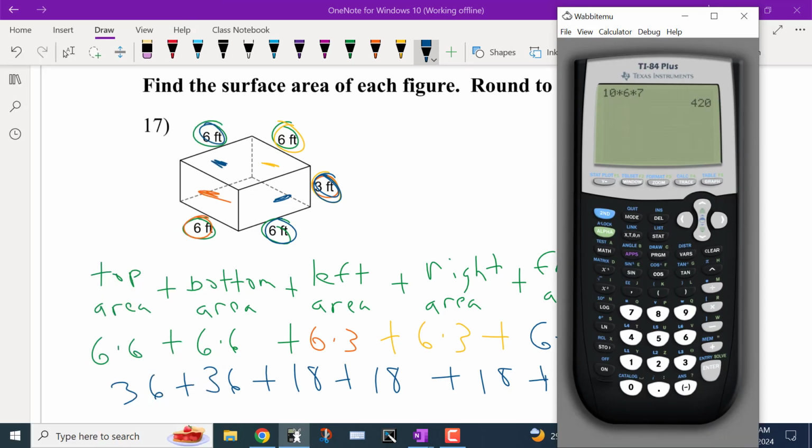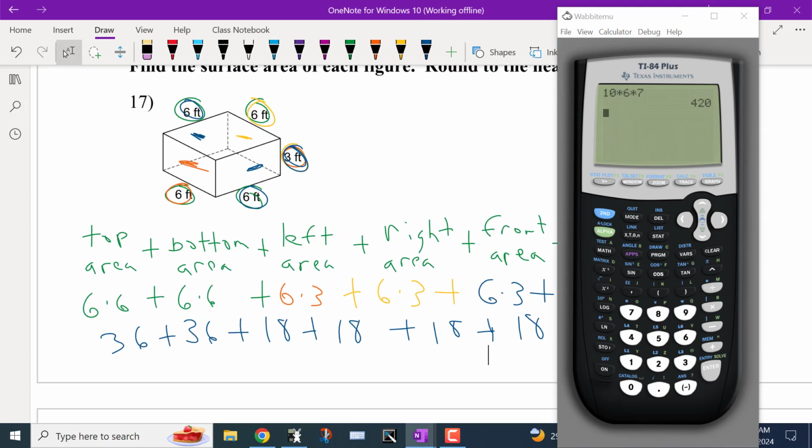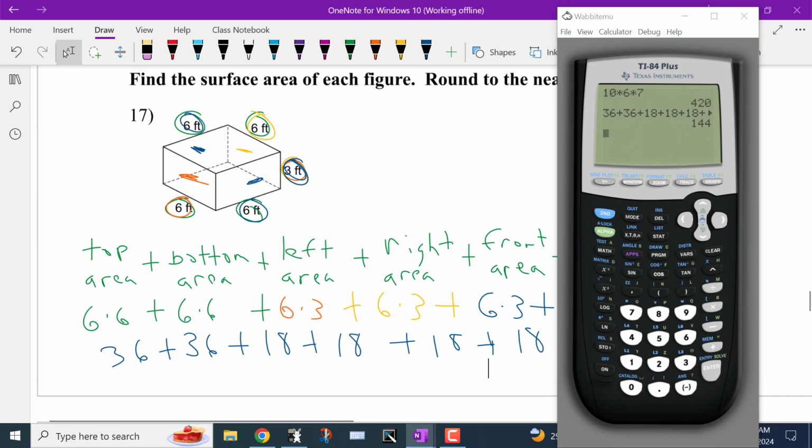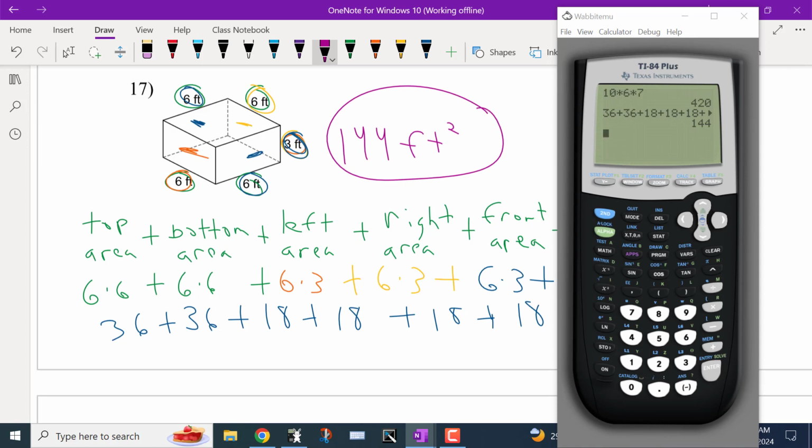So we're just going to type this all into our calculator. Make this a little bit smaller so I can see all these numbers. And we'll type in 36 plus 36 plus 18 plus 18 plus 18 plus 18. Hit enter, and that looks like that area. Surface area is going to be 144. I'll just write it up here. So 144. And notice that is going to be feet squared. That's the surface area around the outside of that object.